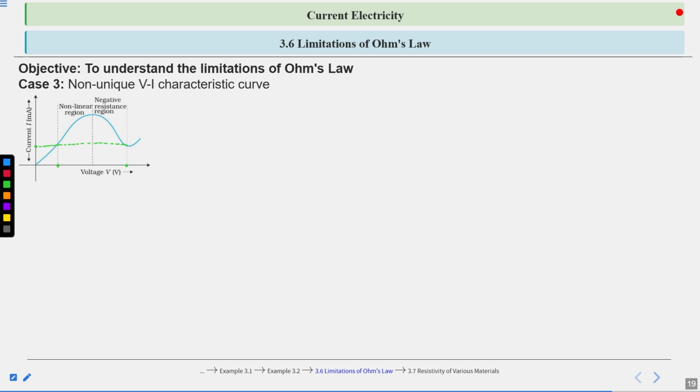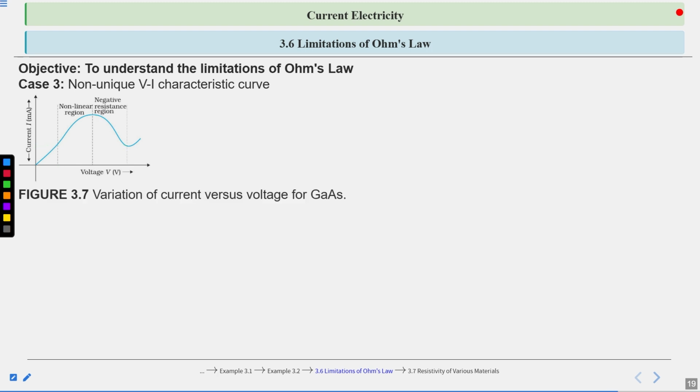So it cannot happen according to Ohm's law, where there is a unique value of current for a unique value of potential difference. But here there are non-unique VI characteristics. For one value of current, there are two potential differences. Here the region is non-linear. This is the negative resistance region, which means if we increase the voltage, current decreases. Current should increase, but here current is decreasing, so it is a negative resistance region.